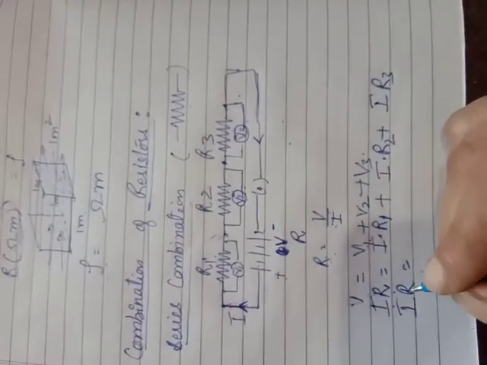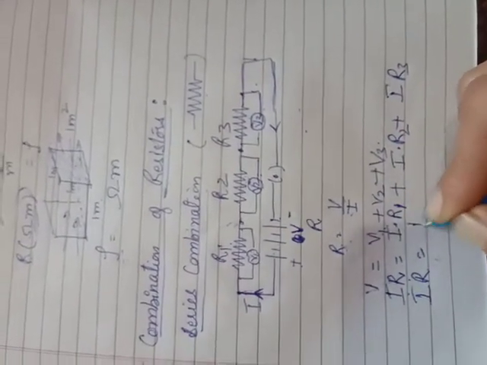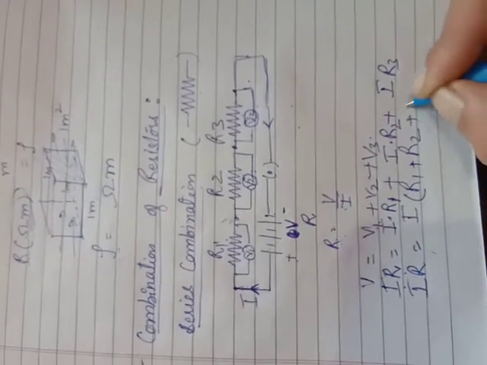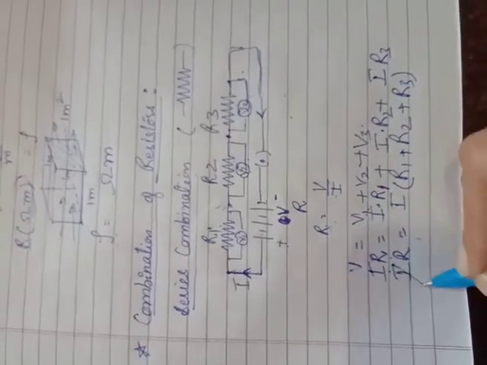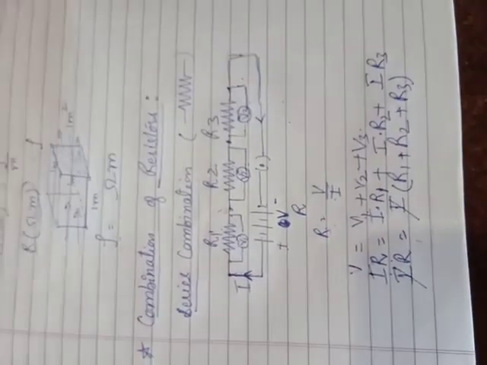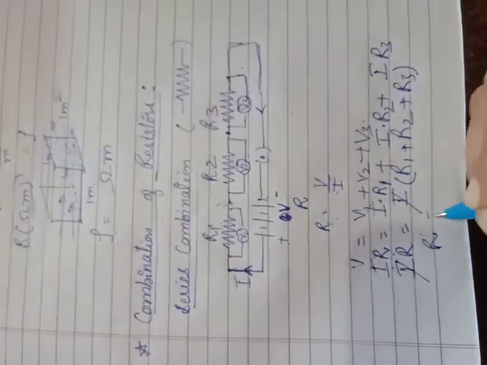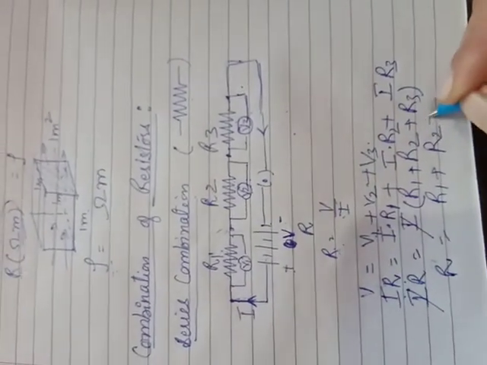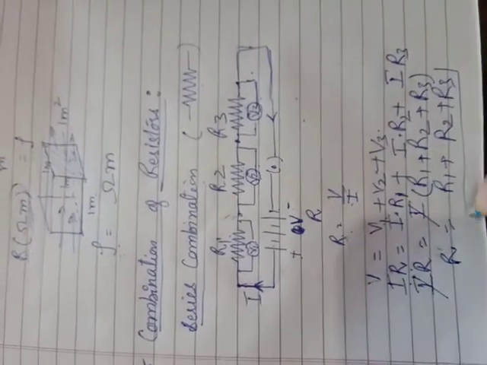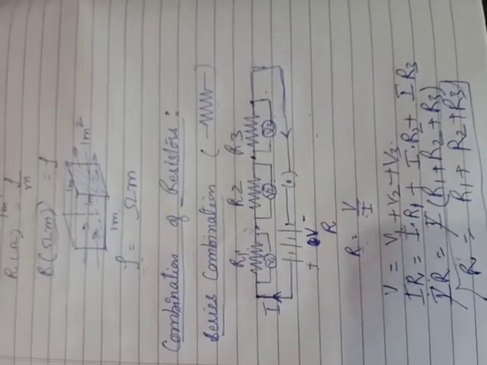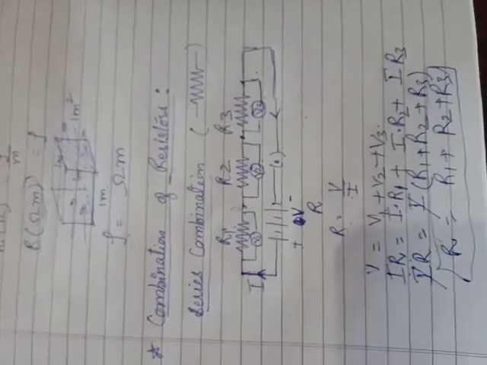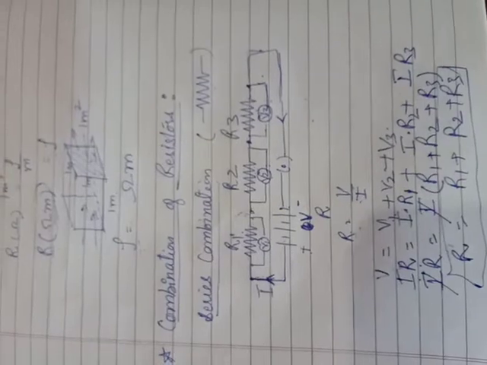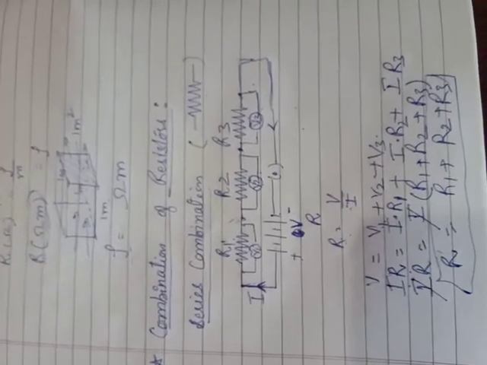So in I into R, from this equation we can take I as common, so it will be equal to R1 plus R2 plus R3. So I will cancel out because it is common on both sides. So net resistance R can be given as R1 plus R2 plus R3. This is the formula to find the total resistance of the circuit. So the net total R will be equal to the sum of the individual resistances of each resistor.